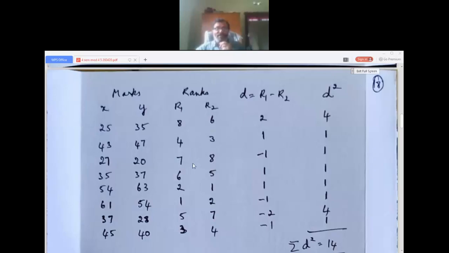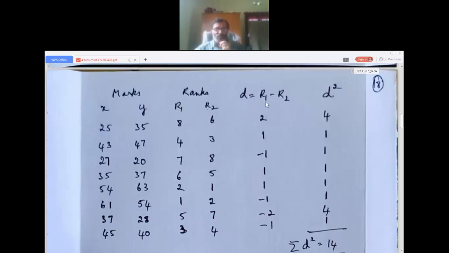So once you have assigned the ranks, then comes the concept of how to calculate. Then we find out D. D is equal to R1 minus R2. First one minus second one, or second one minus first one, both are possible. Here you do R1 minus R2.